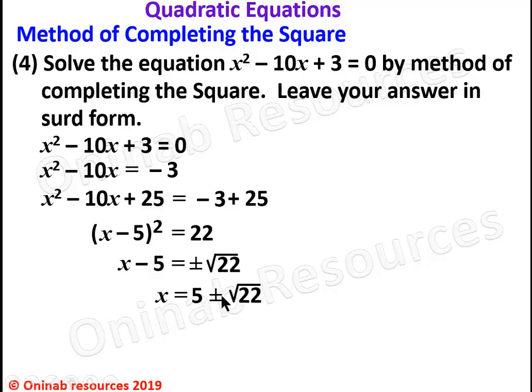So we can leave our answer like this, or we separate it so that we now have x is 5 plus root 22, or x is 5 minus root 22. So this is the third form we are to leave our answer in. So we have done justice to problem 4. We go to problem 5.